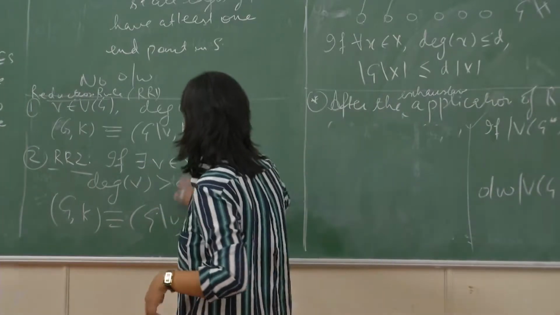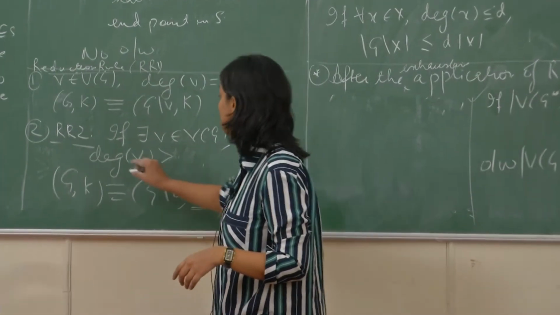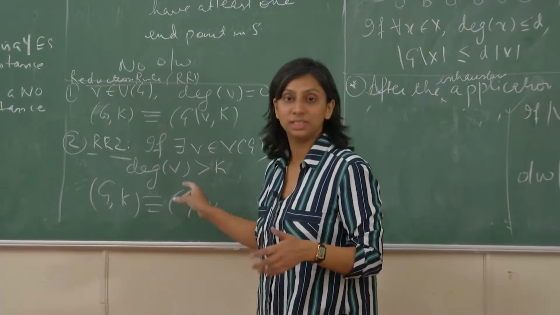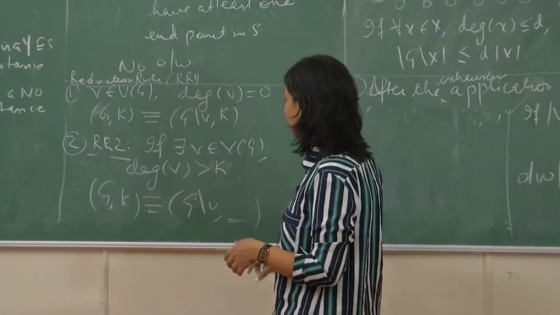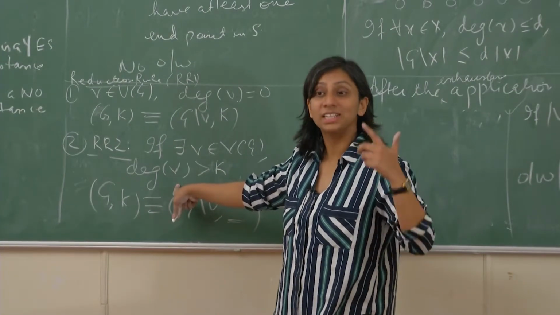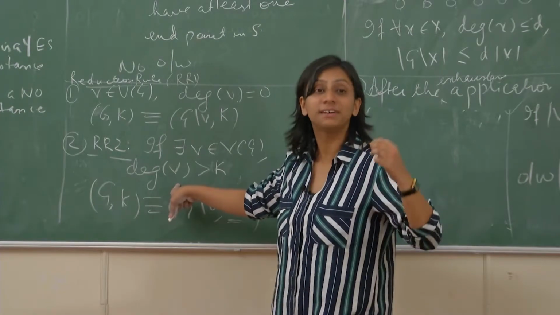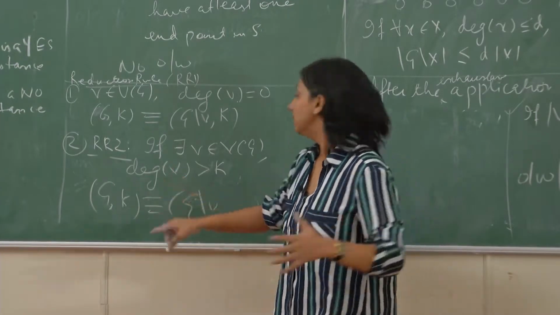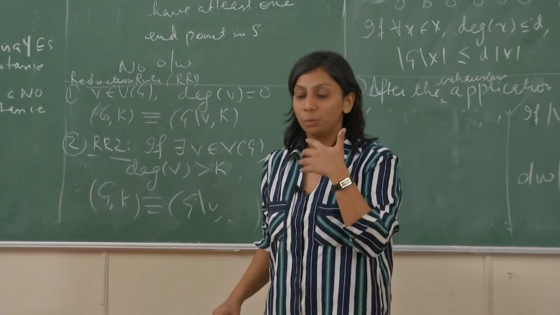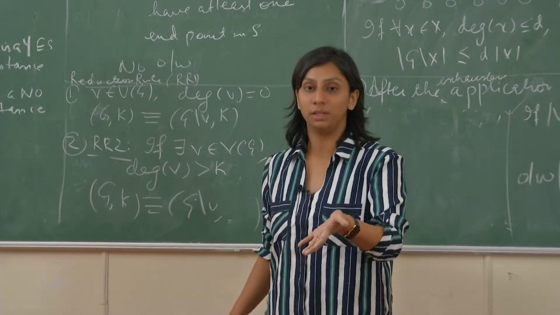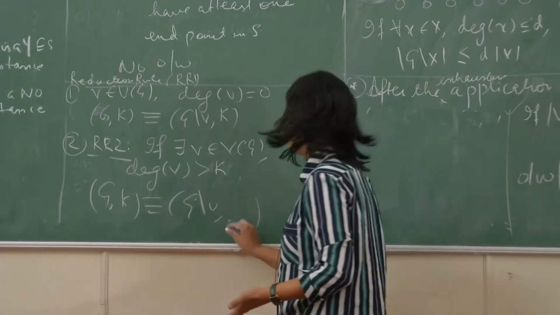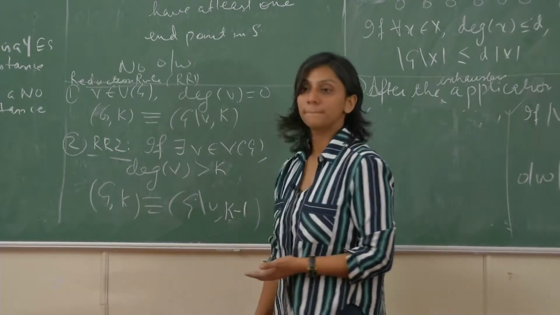So we are trying to design this reduction rule. Suppose the degree of a vertex is strictly greater than k, so it's at least k plus 1. Then this vertex has to participate in every vertex cover of size at most k. So whatever solution we are looking for has to pick v. In that case, we just delete v from the graph and reduce k by one, right?